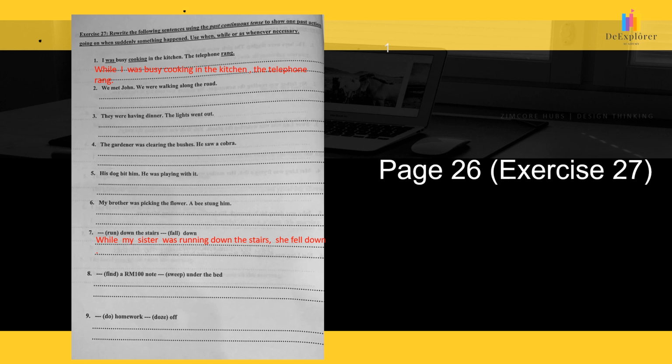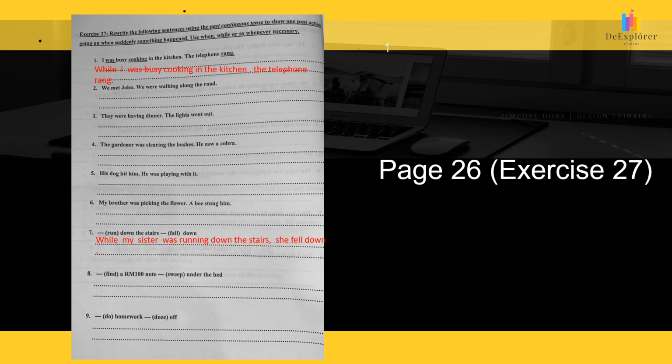Try number 8 and number 9. Okay, just help you. Okay, look at number 8. Now, if you think that I'm too fast, you can pause. Write your answer first, and you continue with number 8. Number 8, find a 100 ringgit note, sweep under the bed. Sweep 扫地 then 找到。所以哪一个先？哪一个正在？他正在扫地，扫哪里？Under the bed，他正在扫床底下。突然间找到一个100块的 note。See, so your action going on must be was were sweeping. So please write was were sweeping 先。Then the past tense of find, found.